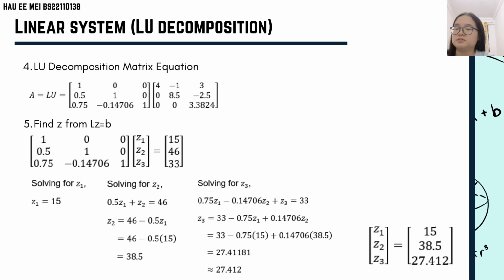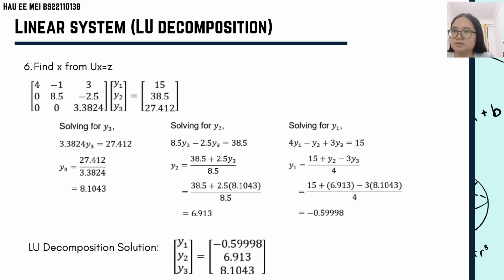And next, we will get the L matrix below. Now we have the L matrix equations and U matrix equations. So first we use the L matrix equations to find Z from Lz equals B, solving for Z1, Z2 and Z3. Now we can solve the linear system with the U matrix and Z matrix by solving for Y3, Y2 and Y1 in order.